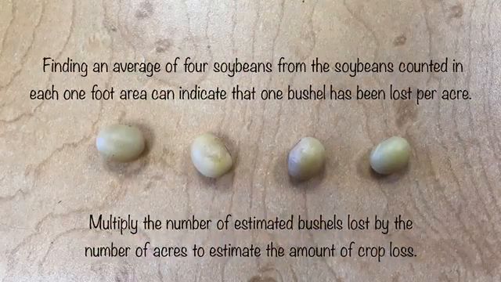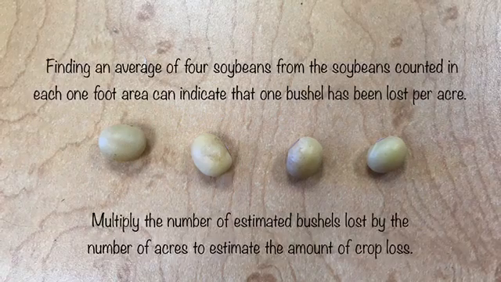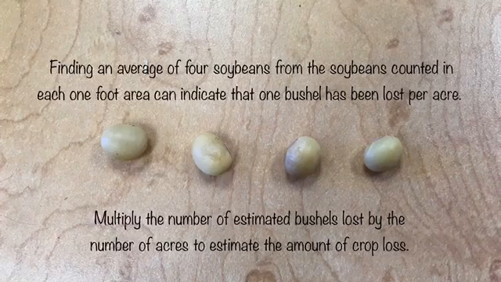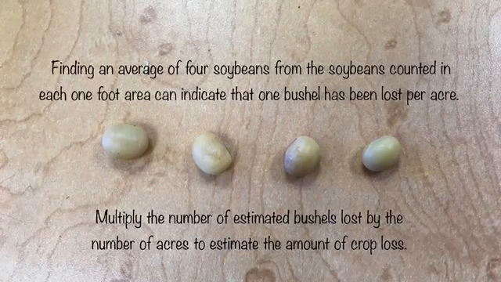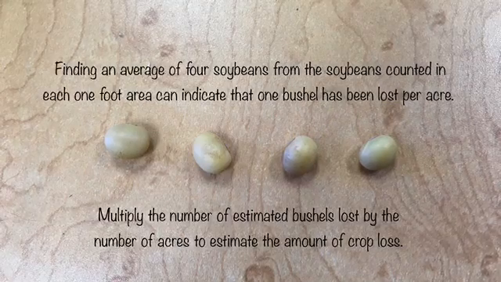Finding an average of 4 soybeans from the soybeans counted in each 1 foot area can indicate that 1 bushel has been lost per acre. Multiply the number of estimated bushels lost by the number of acres to estimate the amount of crop loss. Over the amount of acres, the economic impact of lost soybeans starts to add up.